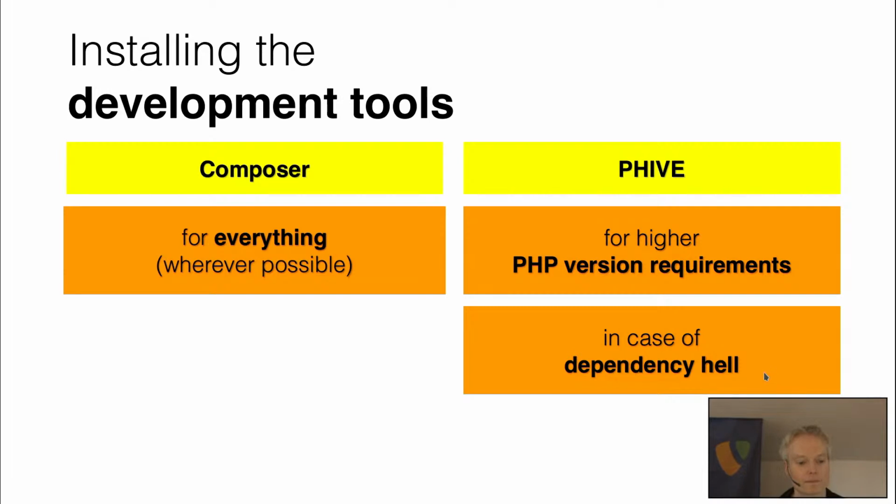Also, you couldn't use Composer for installing dependencies if you run into dependency hell. Dependency hell is defined as conflicting dependencies of tools, or between a tool and your code base, or between TYPO3. And in those cases, for the individual tools which are a problem, you'd switch to PHIVE, which packages the tool and creates a self-contained file from it, and then you would use the file instead of the Composer dependency.